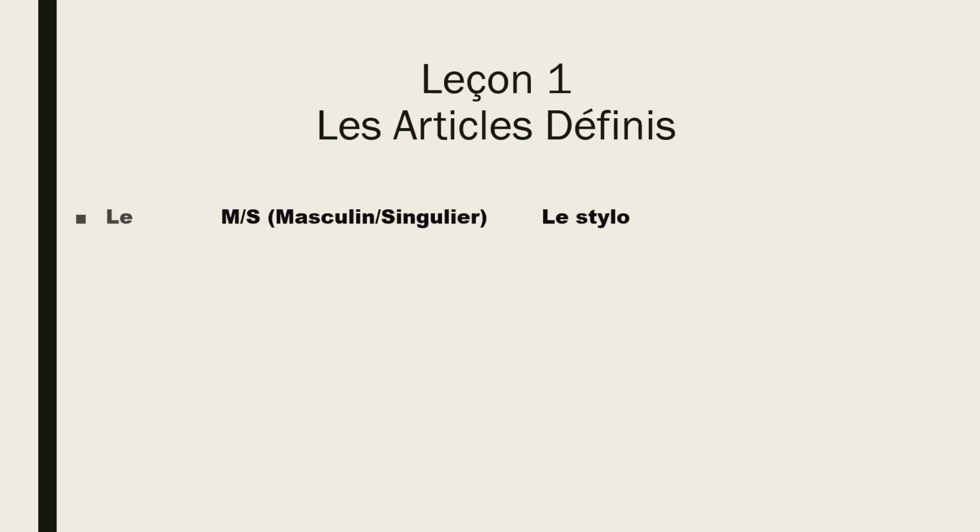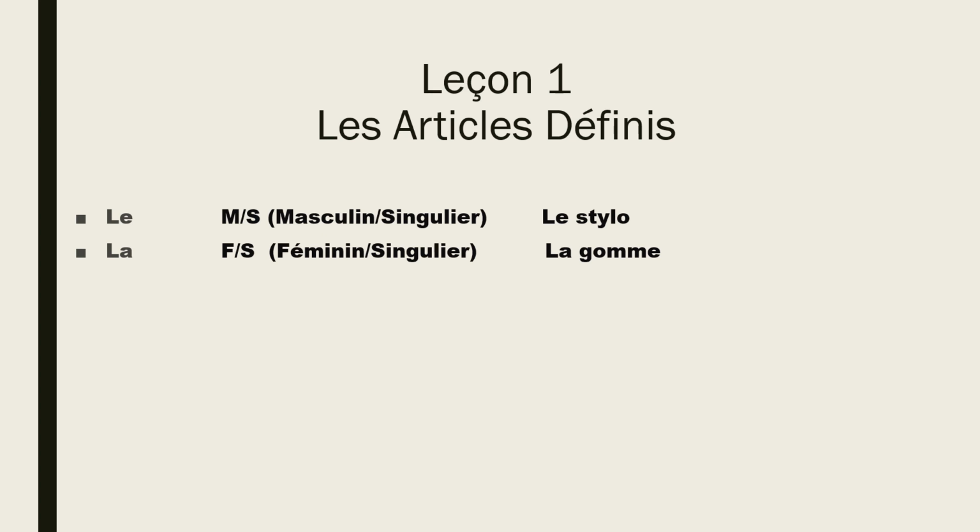Le. Le comes with masculine singular. Example, le stylo. So here we see stylo, it is ending with O and not E, so it is masculine. Why? In French, usually the nouns that end with E are feminine, but here stylo is not ending with E, it is ending with O, so that is why it is masculine. Le stylo, the pen.